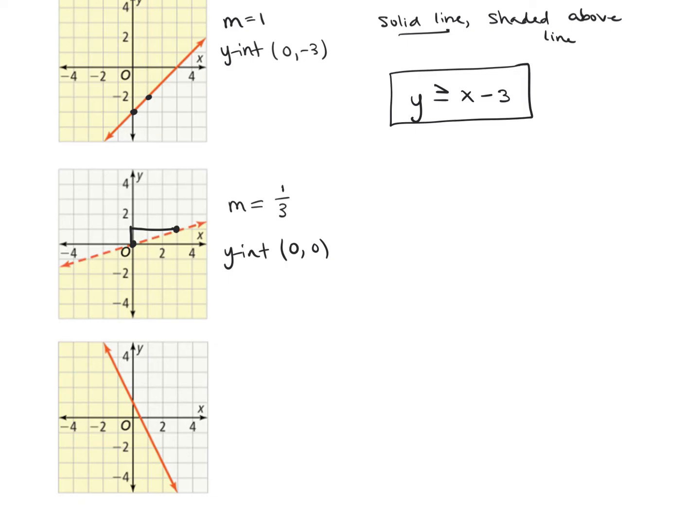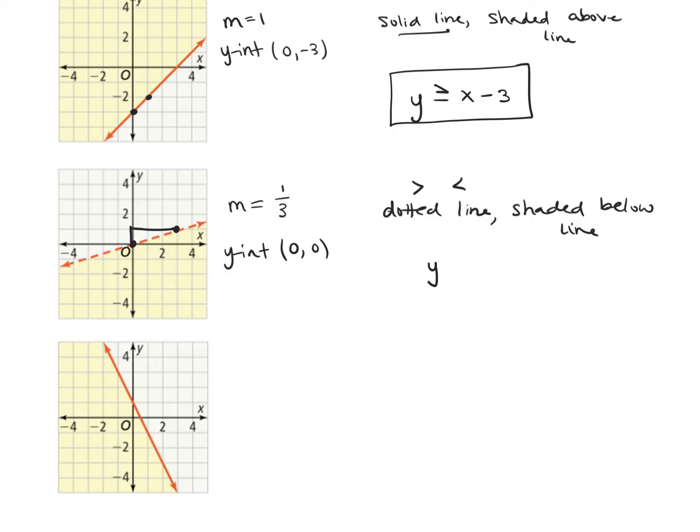Okay, we have a solid line. No, we don't, I was kidding. We have a dotted line and we are shaded below the line. All right, when you have a dotted line, your inequality options are greater than or less than. And if you're shading below, you're going to choose the less than option.